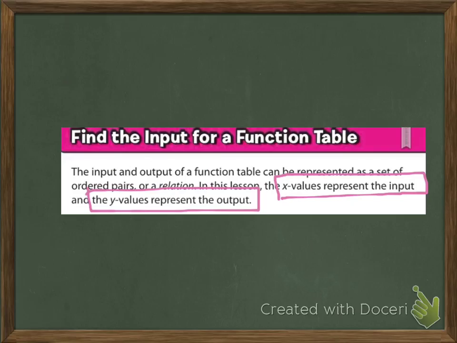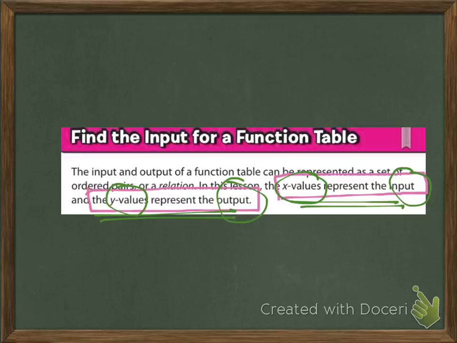Now it says to find the input for a function table. Input and output of a function table can be represented as a set of ordered pairs, which I just kind of gave you a preview of, or a relation. So in this lesson, the x values represent the inputs and the y values represent the outputs. So x is going to be input, y is going to be output, which is what I just kind of mentioned to you. I have a little trick for remembering that I'm about to show you.